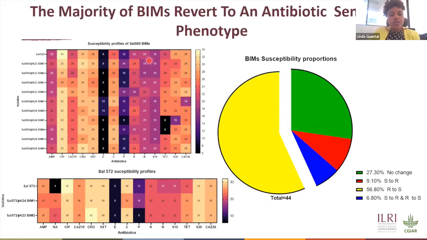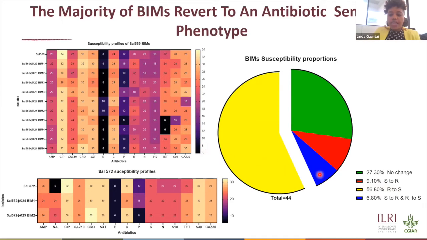So we carried out antibiotic susceptibility tests using 23 antibiotics. From this data, I've selected a few of these antibiotics where we could see the most changes. And it was interesting to find that about 56.8% of those where the host was previously resistant were now susceptible. And we had a few that went the other way, such as this one here that is becoming resistant to nalidixic acid.